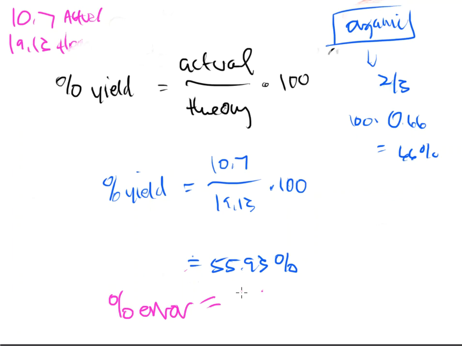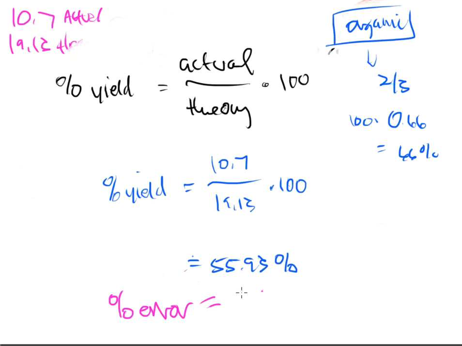So in order to calculate percent error, well, how many cakes did you lose? How much did you screw up? That's what percent error is. Percent yield is how good you were, right? If I really want to make you feel good about yourself, I'll talk to you about percent yield.